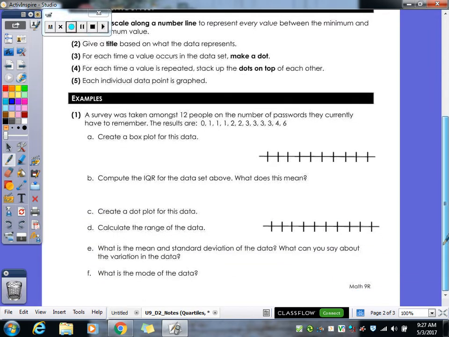Down here, we're going to practice both a box and whisker plot and a dot plot. So we have a survey that was taken amongst 12 people to find the number of passwords they have memorized. There are their answers. They want us to first create a box plot for this one.